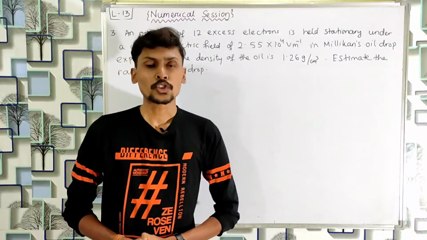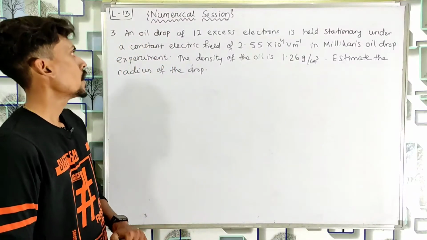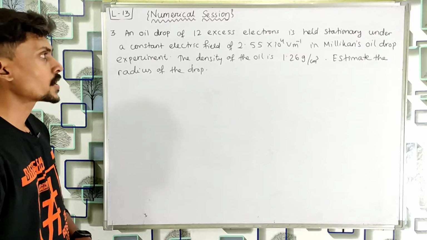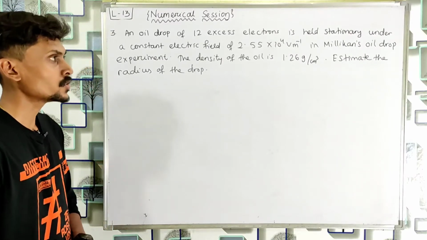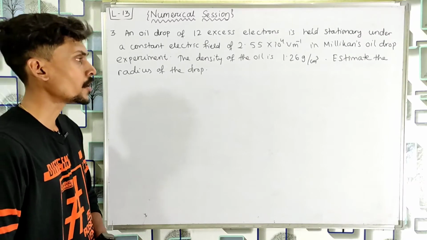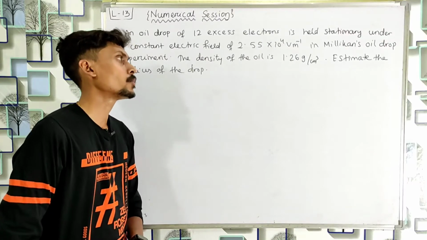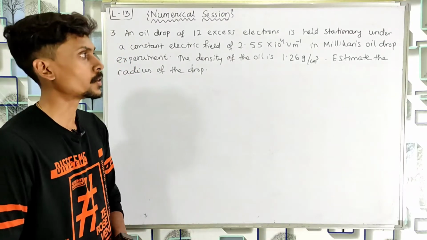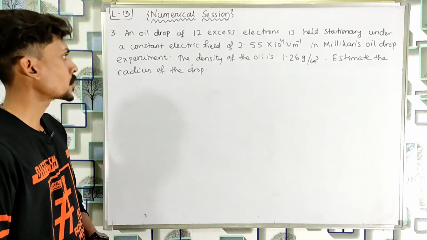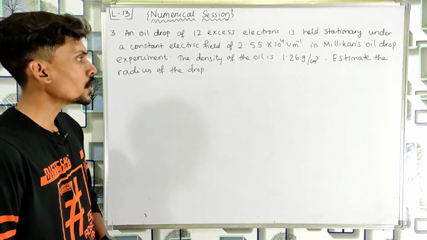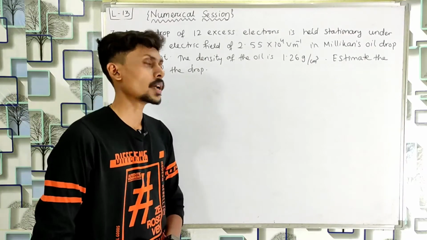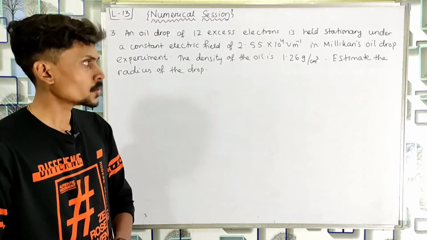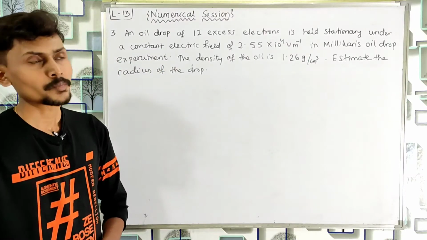So now look at question number 3. The question is, an oil drop of 12 excess electrons is held stationary under a constant electric field of 2.55 into 10 to the power 4 volt per meter in Millikan's oil drop experiment. The density of the oil is 1.26 gram per cm cube. Estimate the radius of the drop.